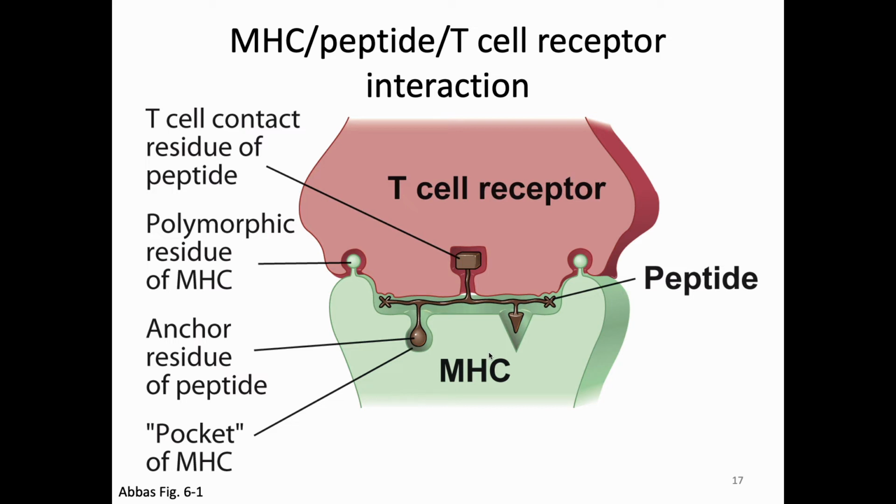What you can notice is that the MHC has a pocket that holds the peptide. That's sometimes known as the peptide binding cleft or the peptide binding groove. Some parts of the peptide are going to be interacting with the MHC molecule, while other parts of the peptide are going to be interacting with the T cell receptor. You can see that the T cell receptor is actually making contact both with the MHC and with some parts of the peptide.